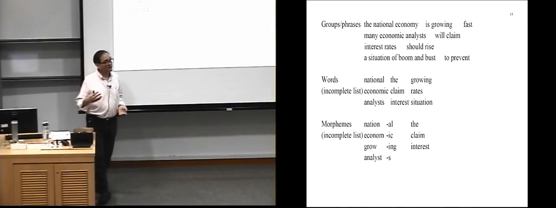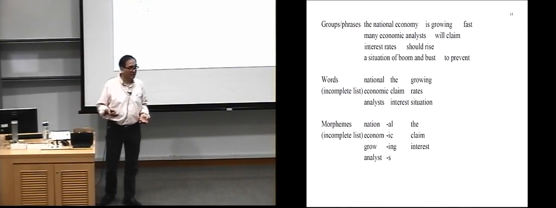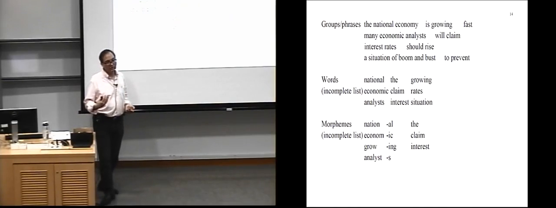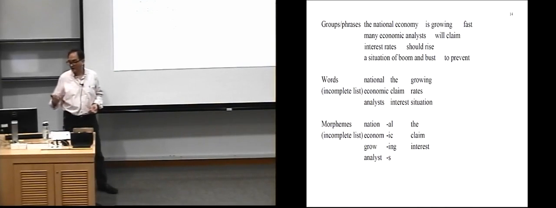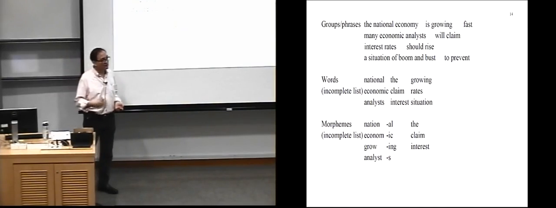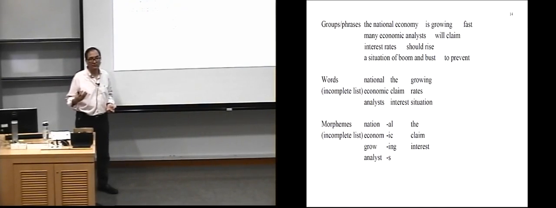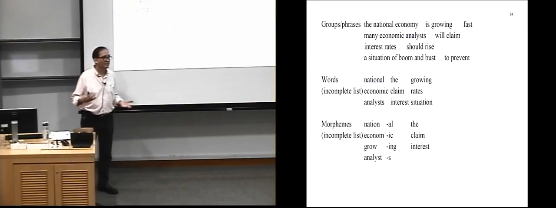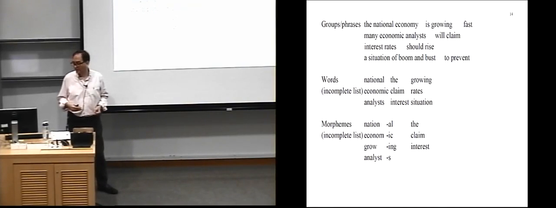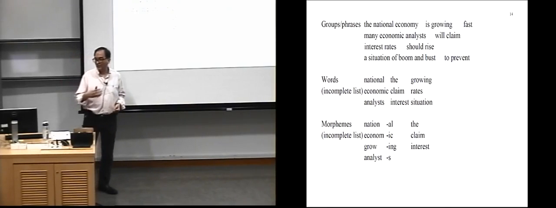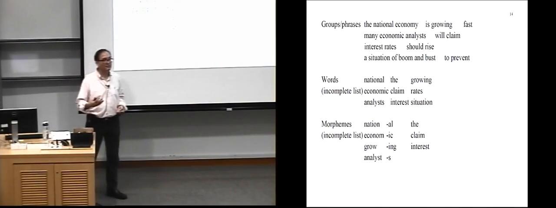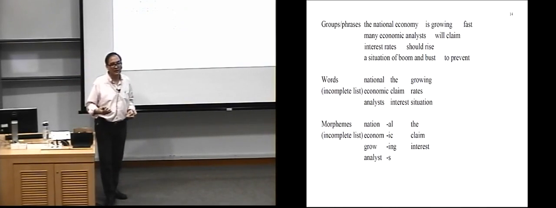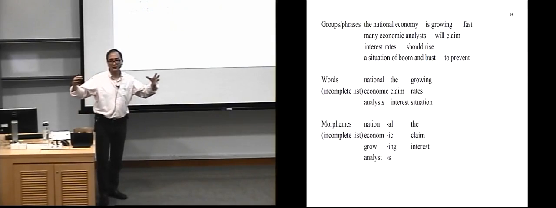And then we can look at the constituent parts of the words. Some of them only have one morpheme, some of them have more than one. So national has two, nation and al are two different morphemes. Economic has econ or econom, which we usually don't use by itself, but we see the ic as a separate morpheme. And then growing, grow is a separate morpheme from ing. Analysts, we have analyst versus s as two different morphemes.